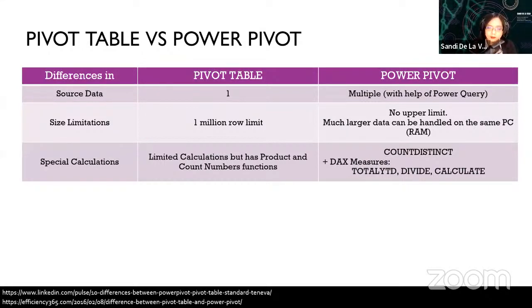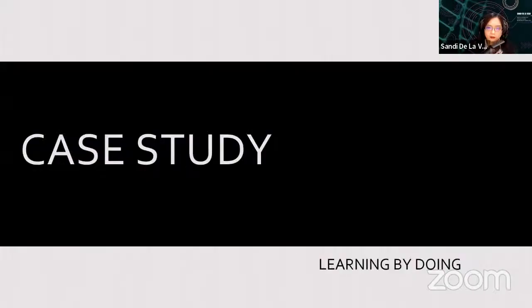Of course, there are size limitations. Excel can only have a 1 million row limit. However, with Power Pivot, depending on the RAM available on your PC, you can handle more than 1 million rows for your source data. And of course, there are special calculations you can use for more complex analysis using Power Pivot, such as these calculations. Of course, it will be easier to learn Excel by learning by doing.